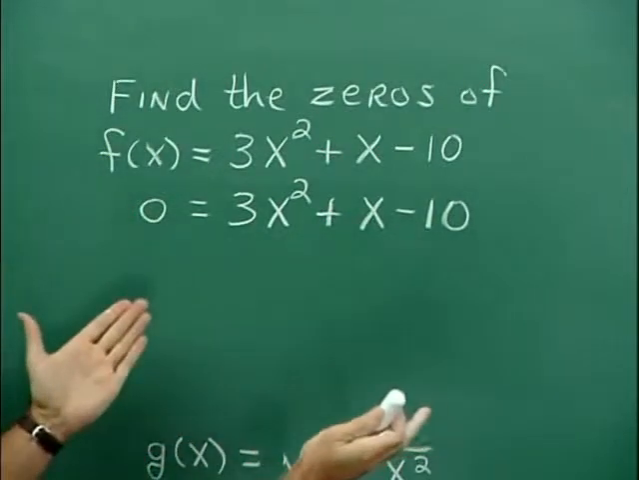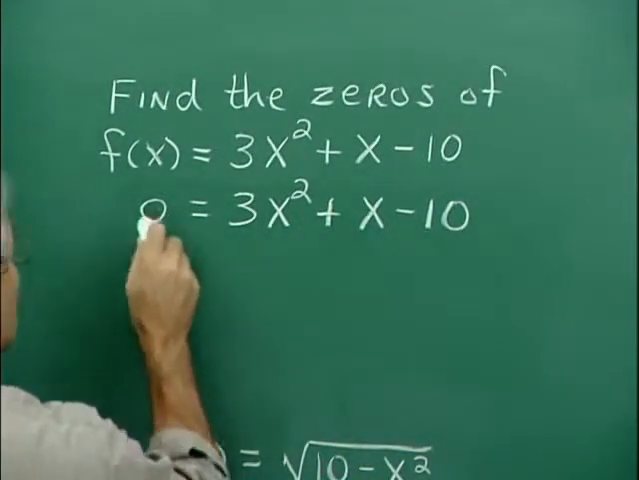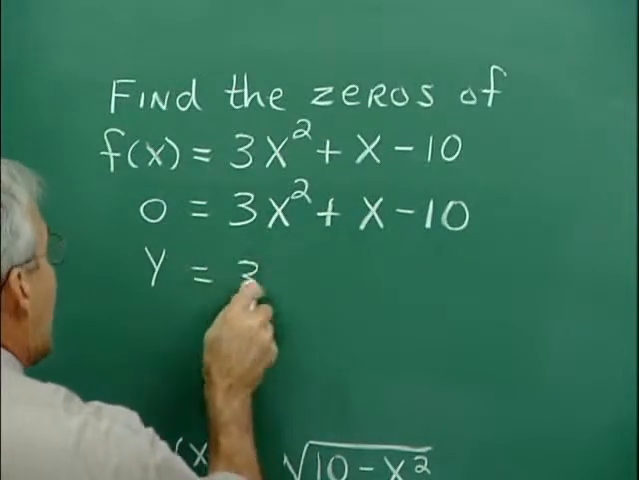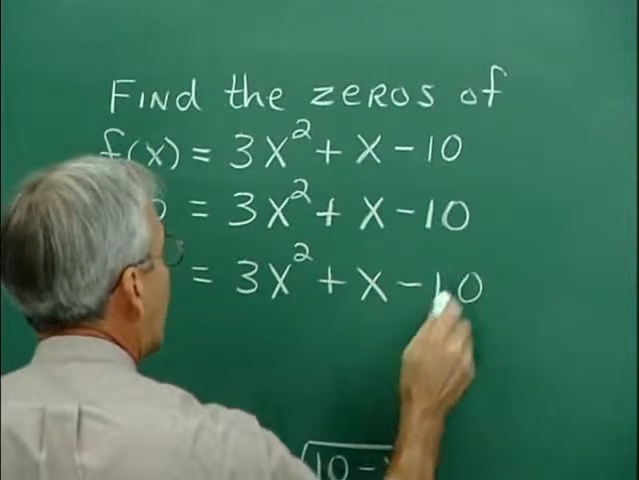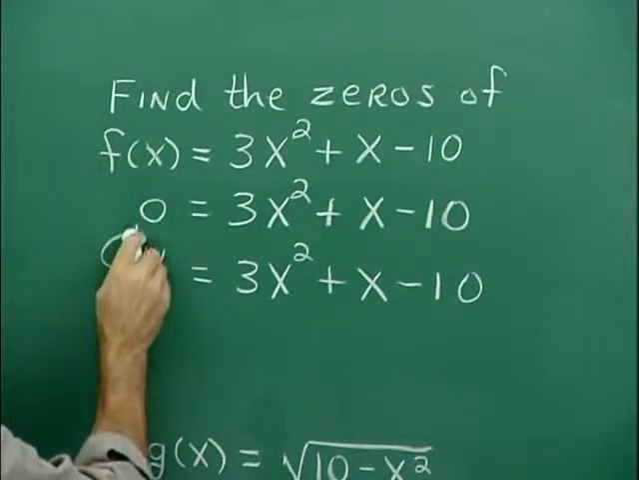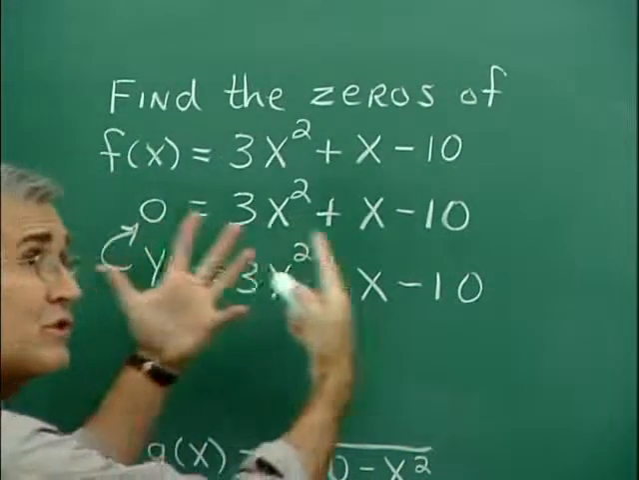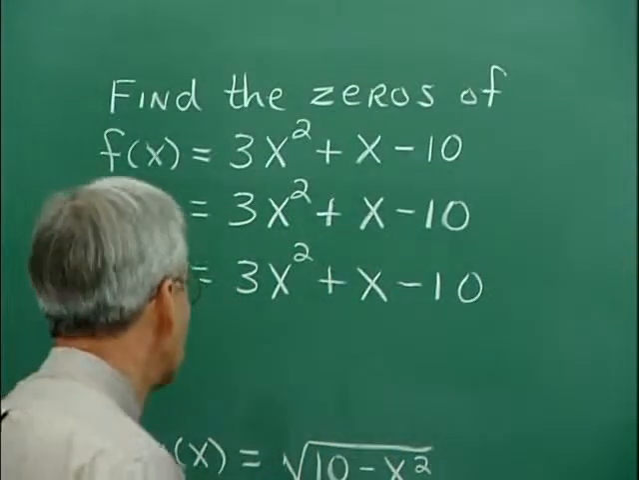Now graphically, we could do this. We could use the graphing calculator. We could just say, okay, let's let 0 be replaced with y and put this onto the calculator and then find the places on the graph where y is equal to 0. You see, then we're finding the zeros. We're finding the x-intercepts. Same idea.